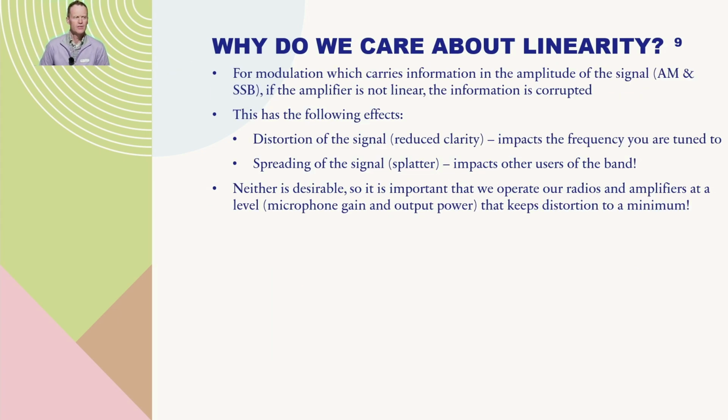So for modulation that carries information in the amplitude, such as AM and SSB, if the amplifier is not linear, the information is going to get corrupted. Okay, so what does that really mean? I say it gets corrupted. Well, basically, there's two effects that can happen. Firstly, you can get distortion of the signal, so reduced clarity. So if I'm speaking to someone and it's too distorted, the person at the other end who's trying to listen will struggle to hear, even if the signal's strong. Okay, so I'm impacting myself and the other person.